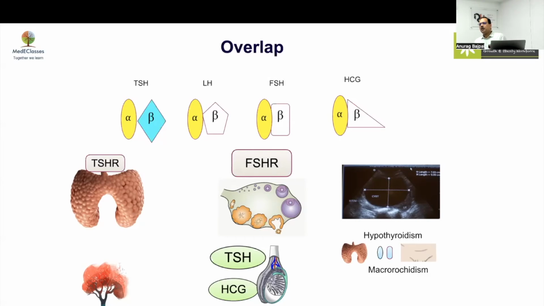The testicular volume will be intermediate. Why? When you have three conditions, one is CAH, second is central precocious puberty, and third is HCG. Why is the testicular volume in HCG typically 6 to 8 ml? Because Leydig cells only contain 20% of the testicular volume.